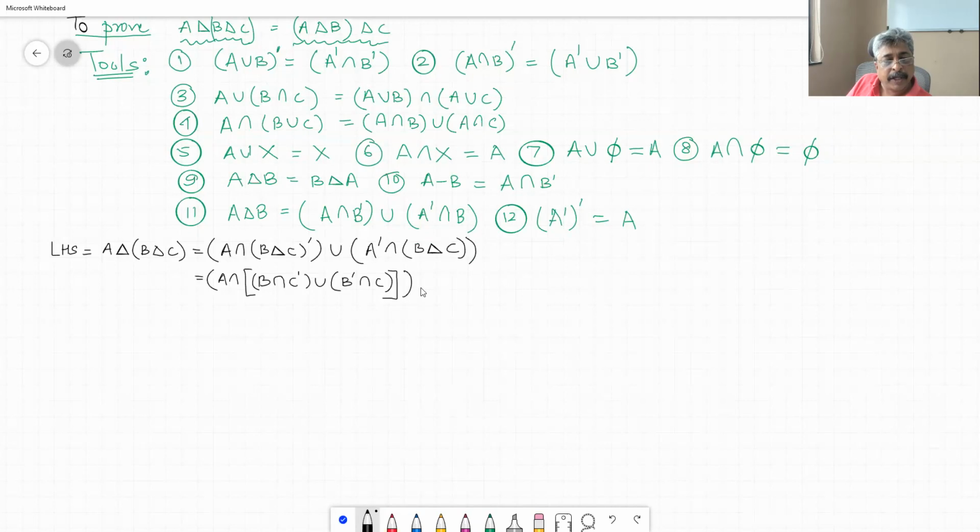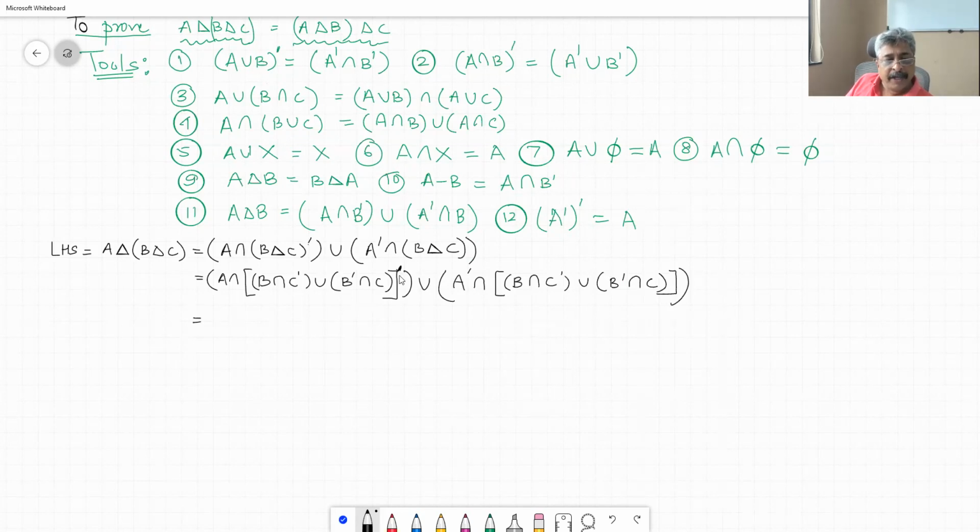Yes. Then this bracket complete, union second bracket open, A complement intersection, meaning of this, maybe rectangular bracket, B intersection. I think I missed the complement here. This complement comes here. So this is B intersection C dash union B dash intersection C. Rectangular bracket complete, normal bracket complete.